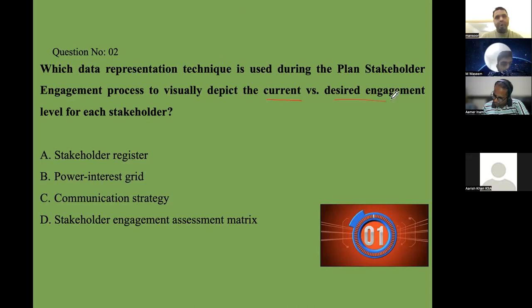What was the question asking? Current engagement and desired engagement. Yes, right. You remember yesterday we talked about a matrix that was showing, and we discussed at length: unaware, resistant, neutral, supportive, leading. Current engagement of a stakeholder and then desired. This is a stakeholder engagement matrix, and this is a document. It's not a tool or technique. Right. So I was expecting a lot better from you, brother.